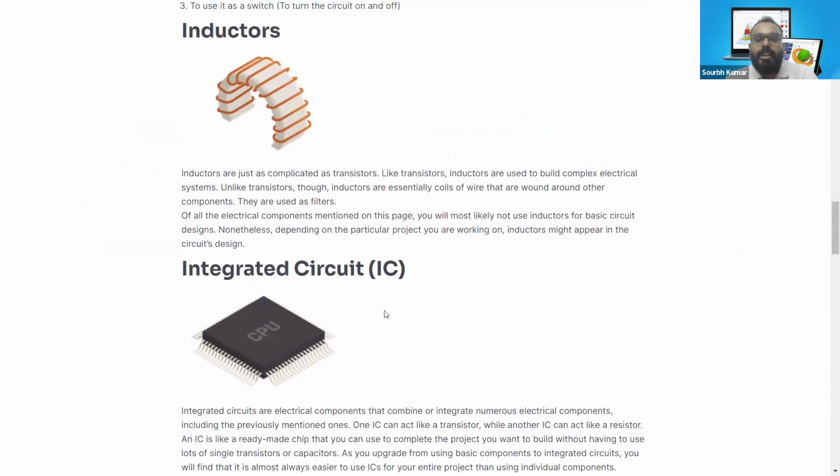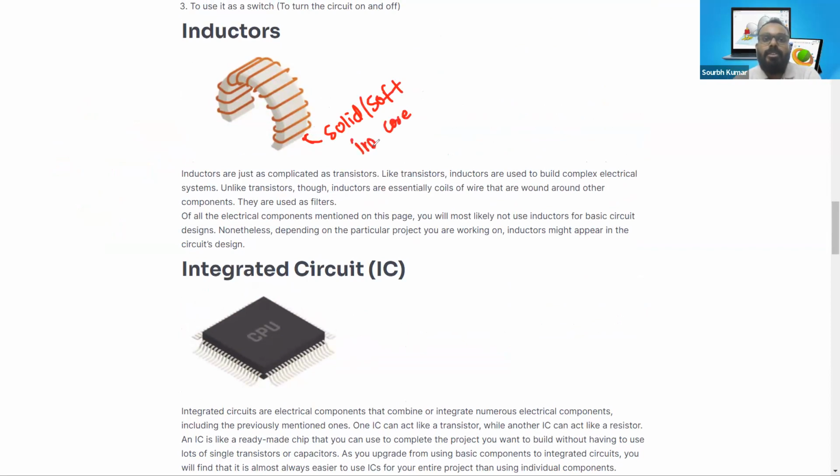is the inductors. Inductors are similar to the transformer we see in our day-to-day life. Unlike transistors though, inductors are essentially a coil of wire that is wound up on a solid iron core, or we can say a soft iron core. Small inductors are available in small sizes, and they are used to do the amplification in electrical circuits of all the electronic components mentioned.